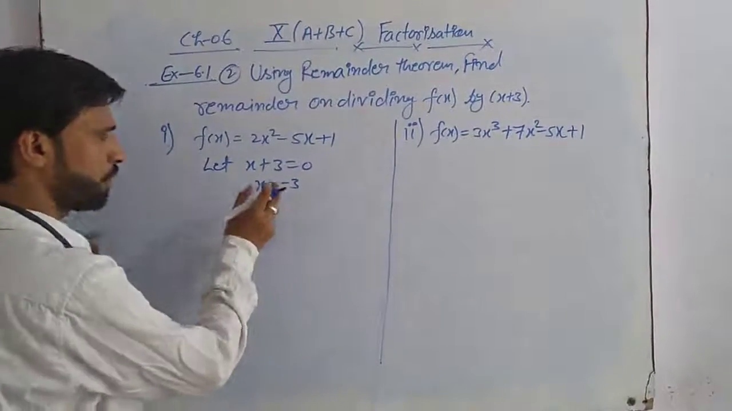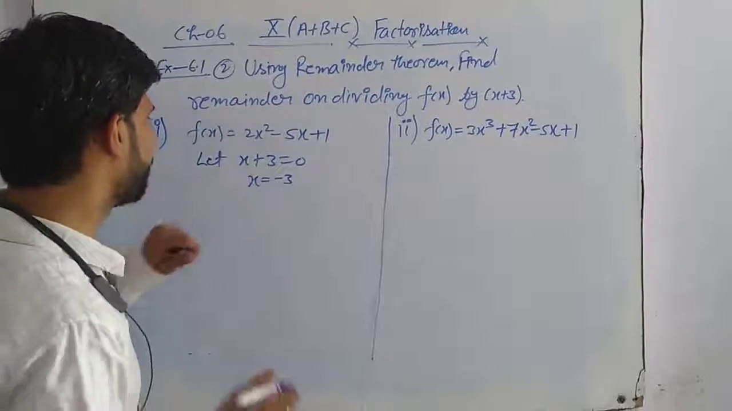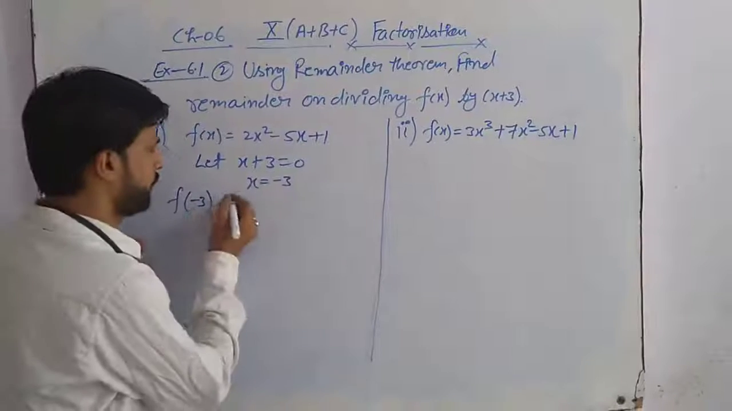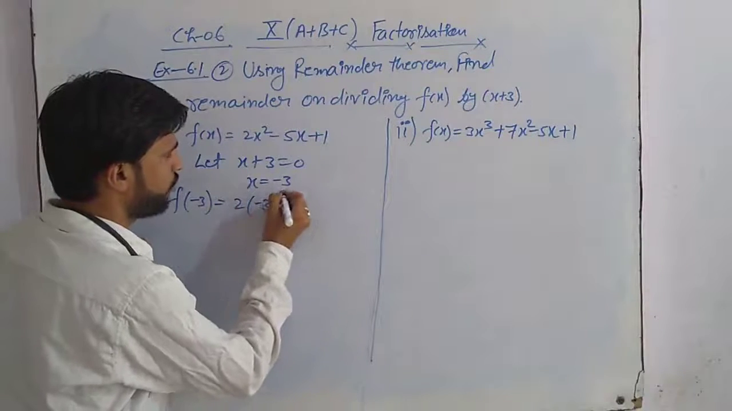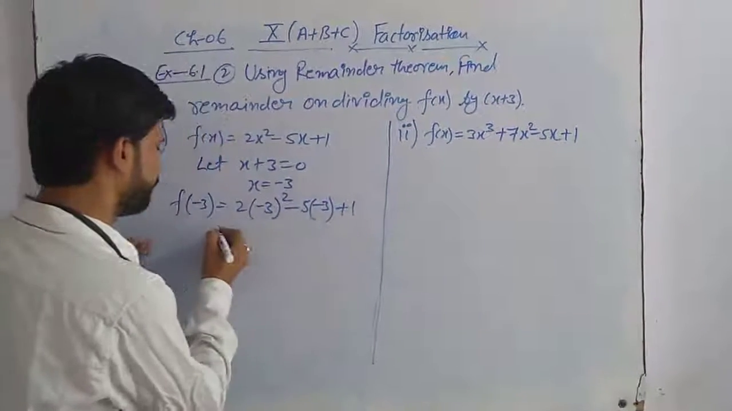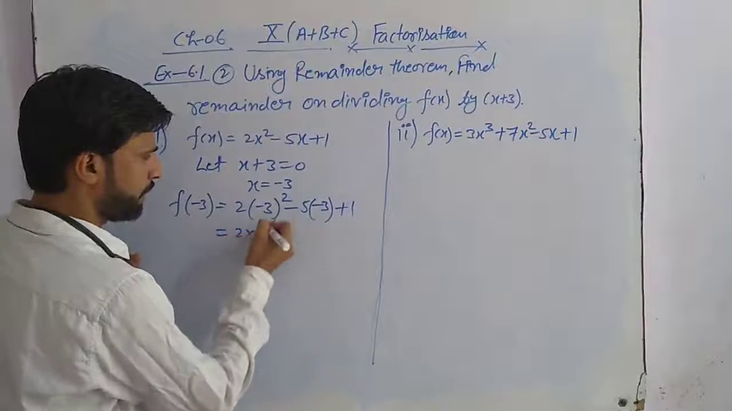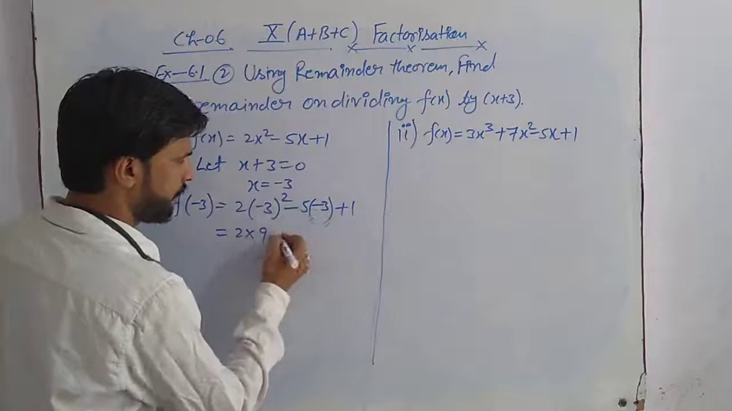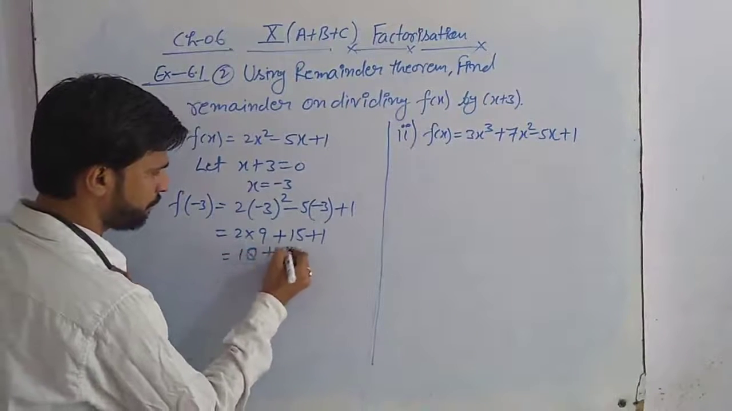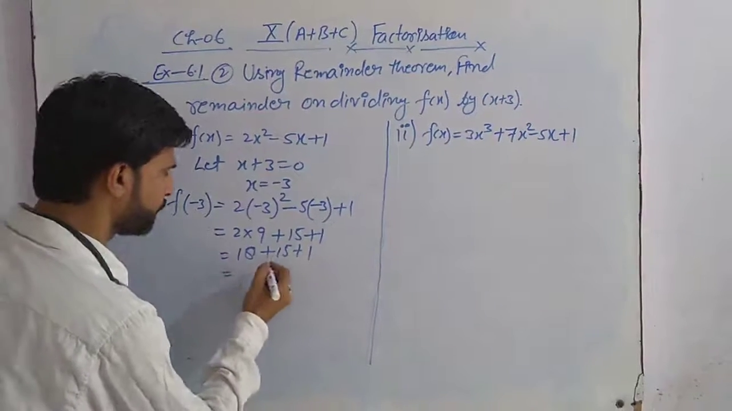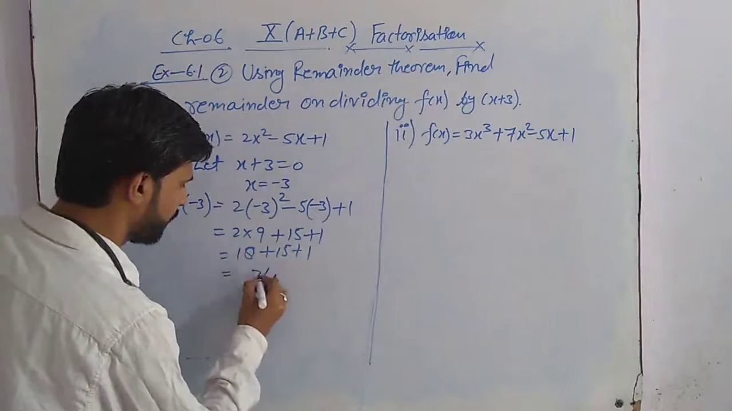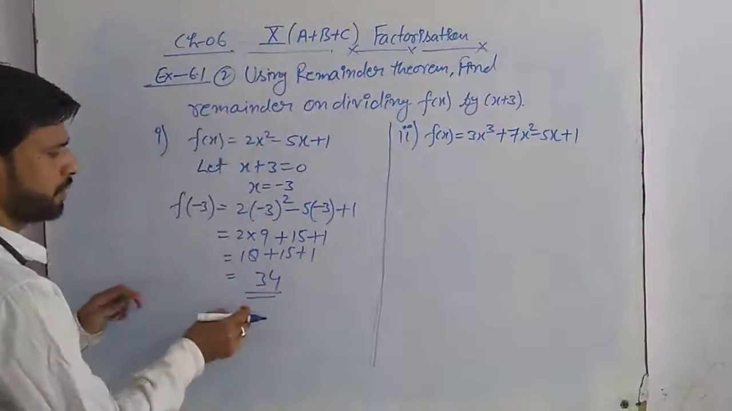Now substituting the value x equals minus 3 in the given function, in place of x we put minus 3, then 2 times (minus 3) square minus 5 multiplied by minus 3 plus 1. Now 2 multiplied by the square of minus 3, which is 9, minus minus plus 15 plus 1. 18 plus 15 plus 1 gives 34. Now the remainder of this question is 34.